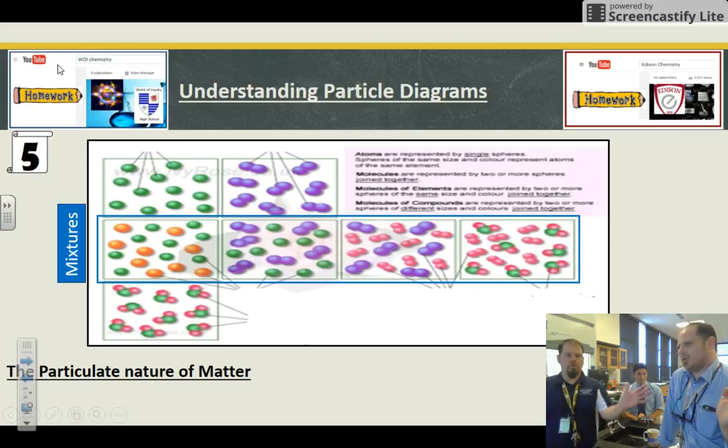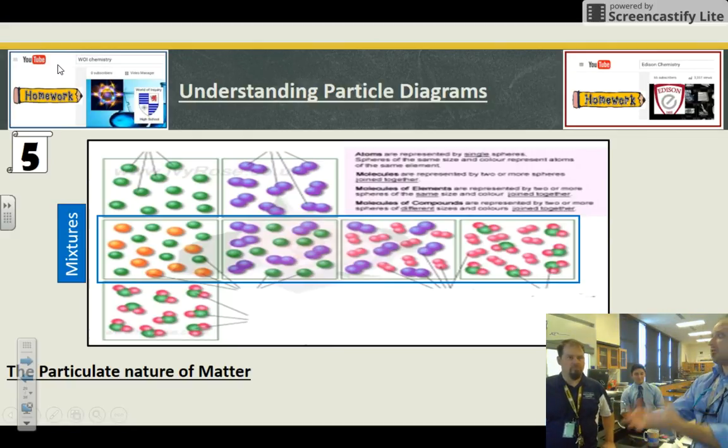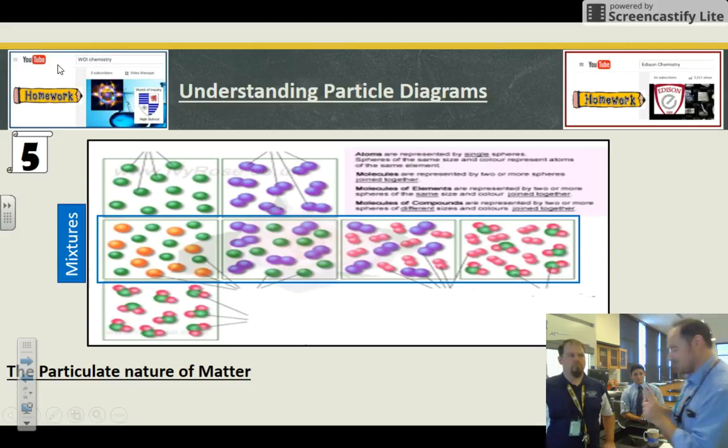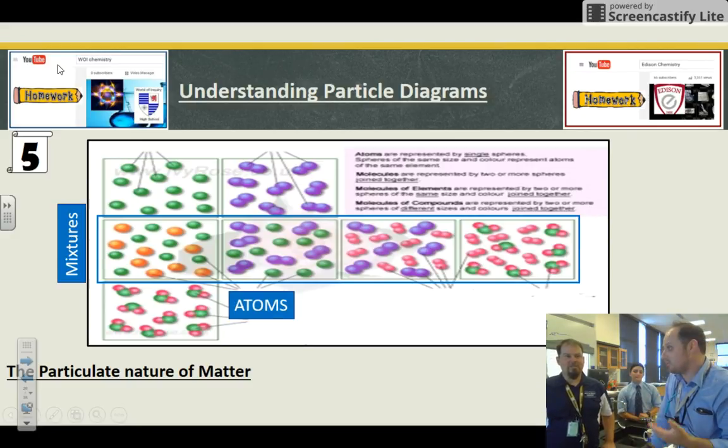Mixtures. This whole row is mixtures. So pretty, all the pretty colors. When you see pretty colors, different dots, different particles, you know that you have more than one type of substance in play. There you go. Could be compounds, could be elements, could be atoms, okay?